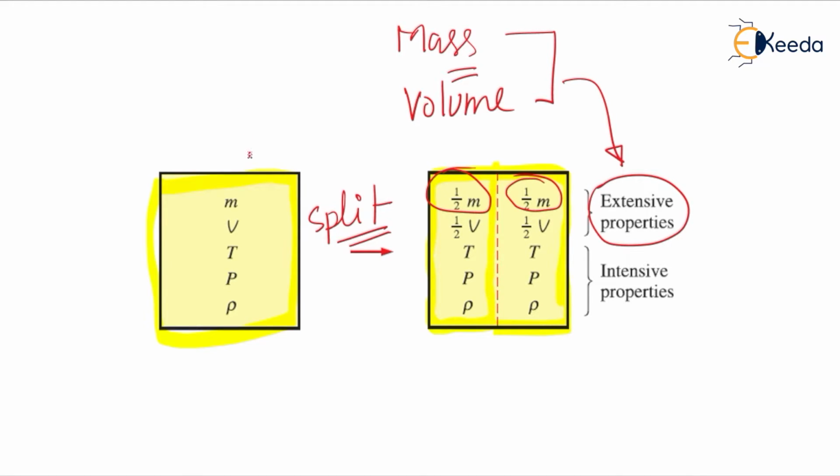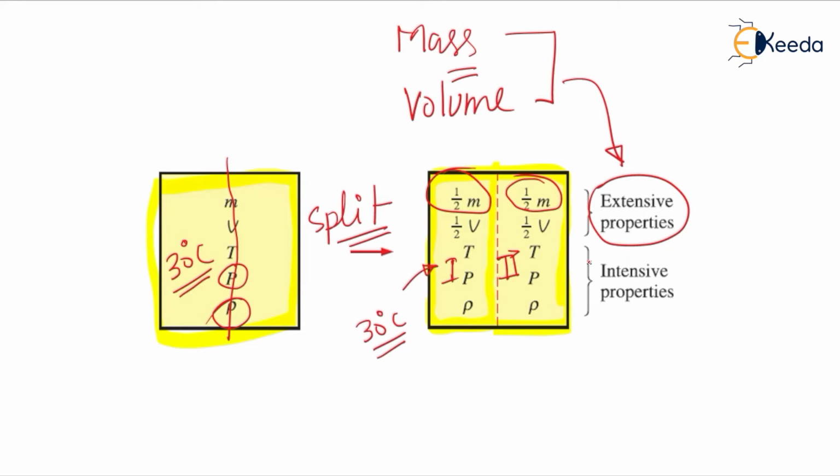While if suppose this block was at 30 degree centigrade initially, now also this will be 30 degree centigrade. Splitting it up will not affect its temperature. Same we can say about pressure, and same we can say about density. So both the first and second part will have the same temperature, same pressure, and same density. So temperature, pressure, and density will come under intensive properties.